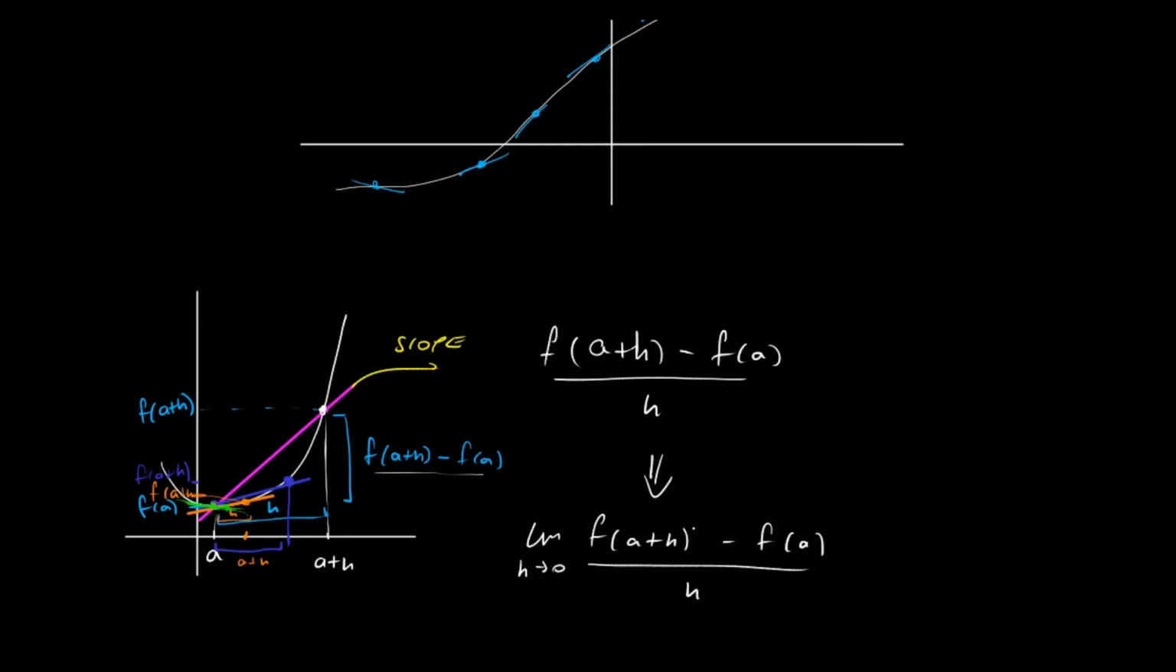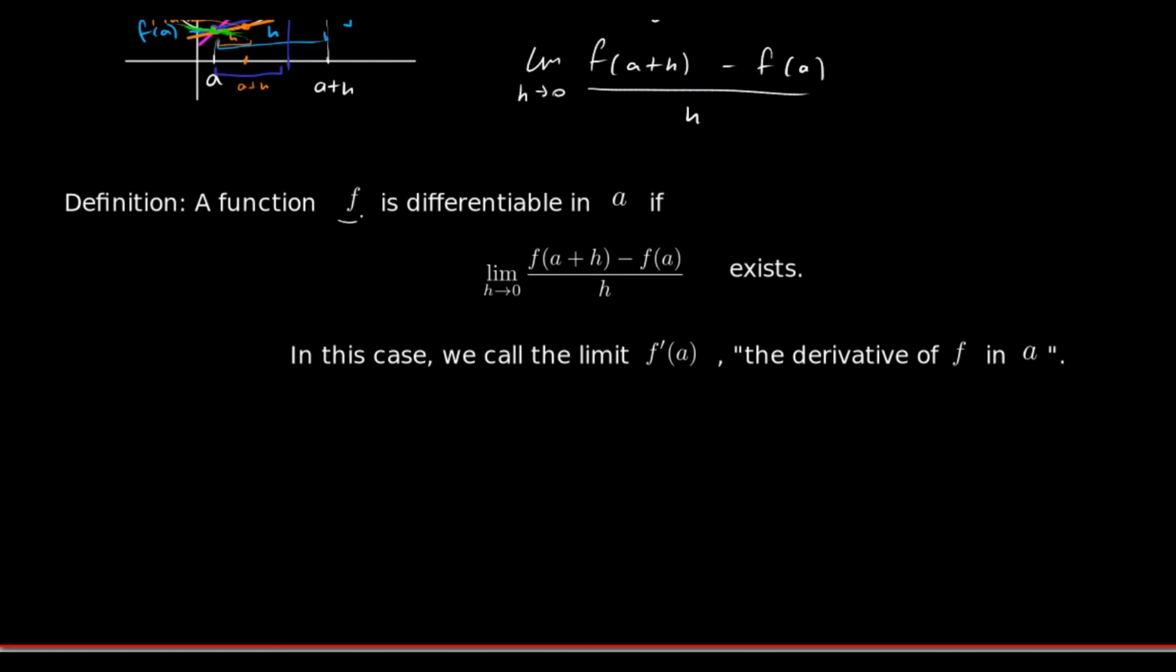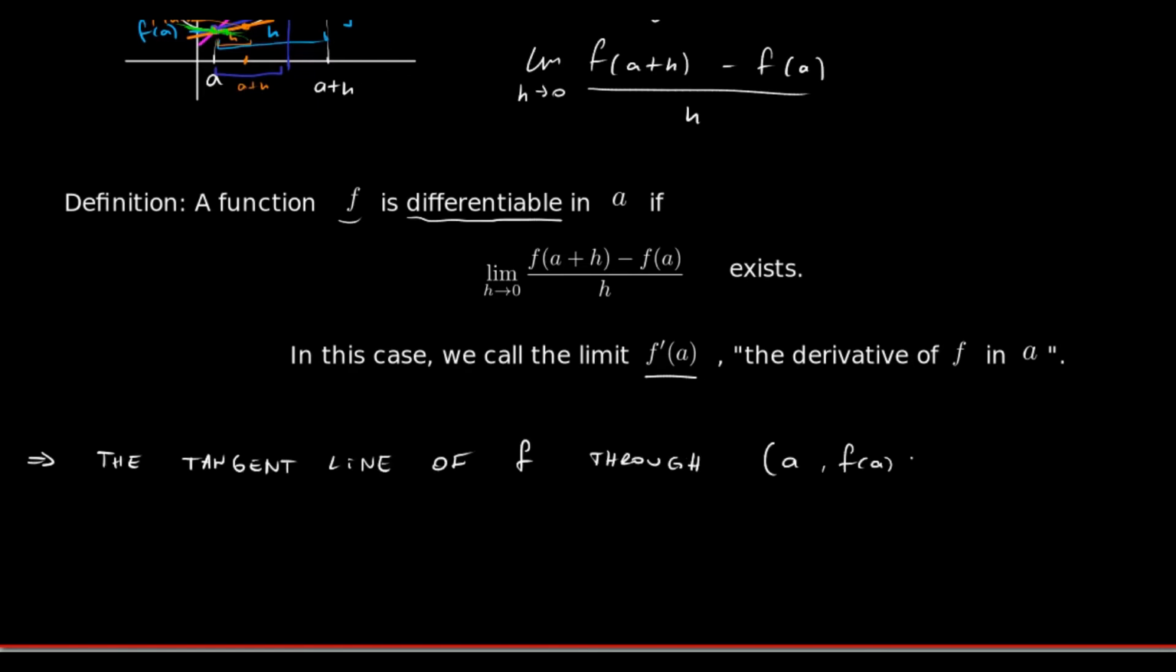And so we have a new definition. We say that a function f is differentiable at a if this limit, the one we were just talking about, exists. And in that case, that is, when the limit does exist, we call this limit f prime of a, the derivative of f at a. So then what we know from what we just talked about is that the tangent line of f at a is the line through (a, f of a) with slope f prime of a.